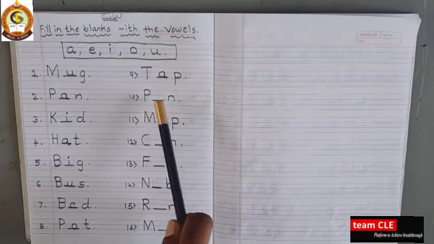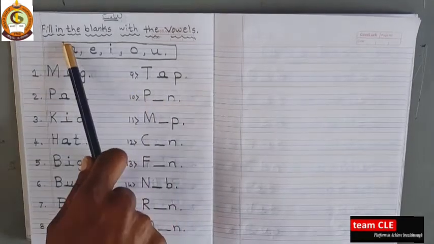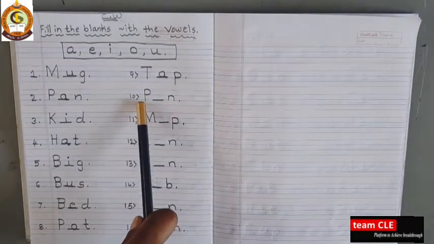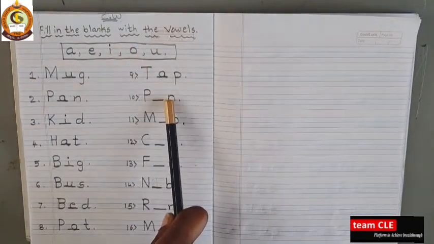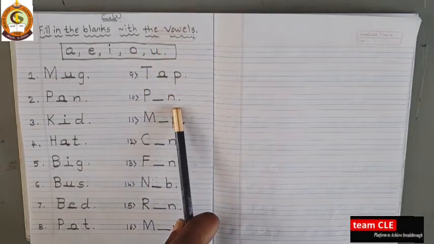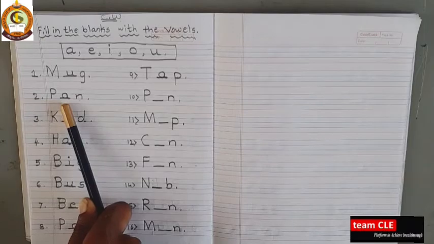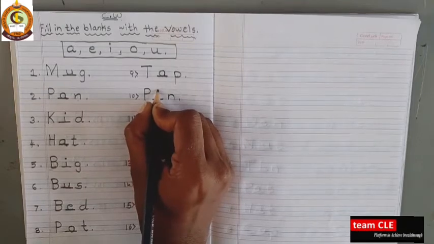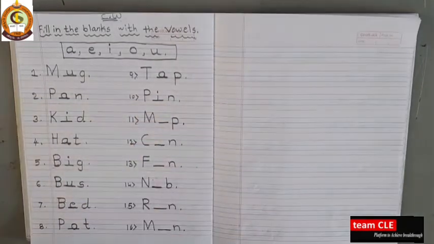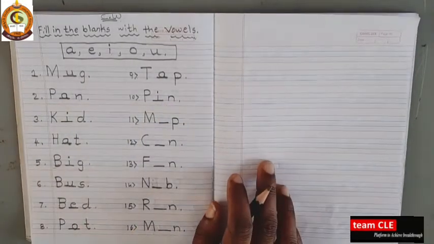Okay, next, P-N. P-A-N, pan. P-E-N, pain. P-I-N, pin. P-O-N, pon. P-U-N, pun. So which will we use here? Already we used A. Yes. So we'll use I. P-I-N, pin. So I vowel will use. P-I-N, pin.